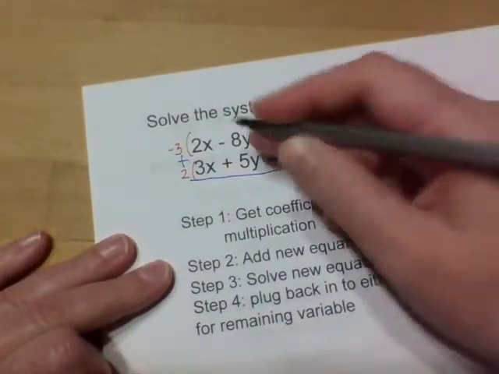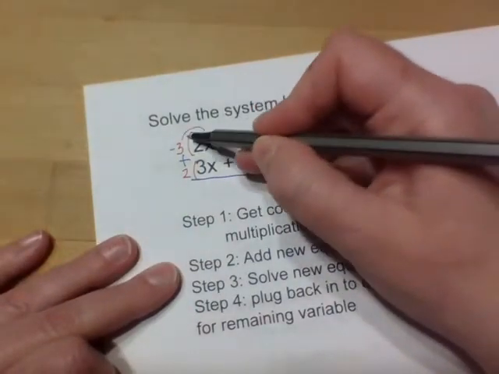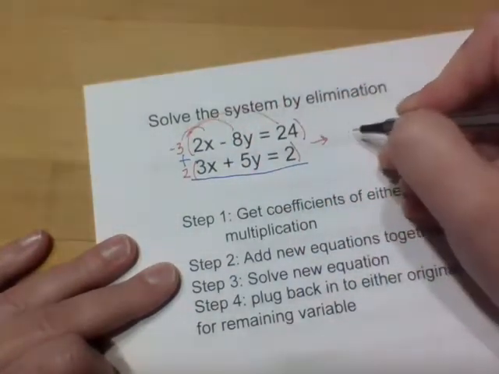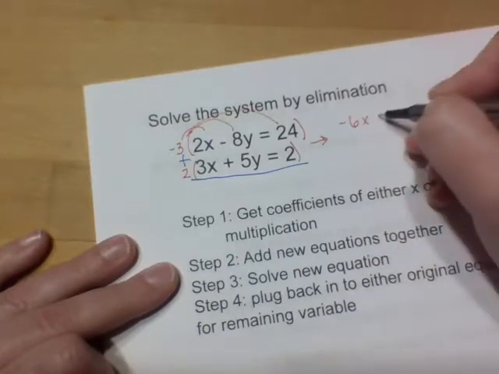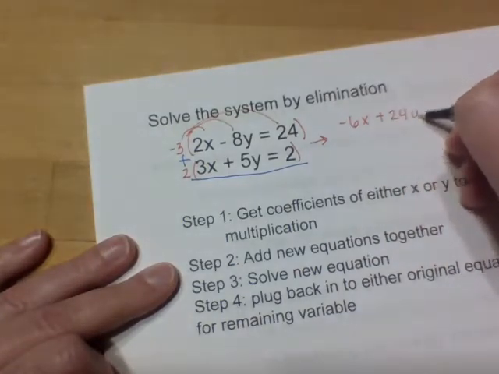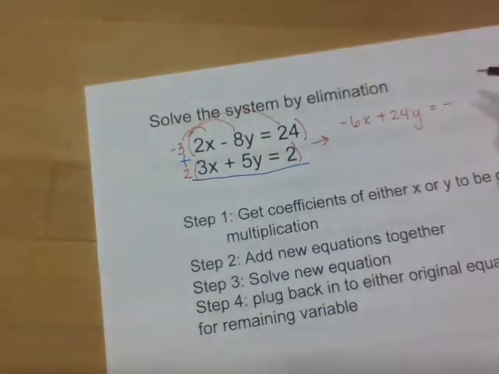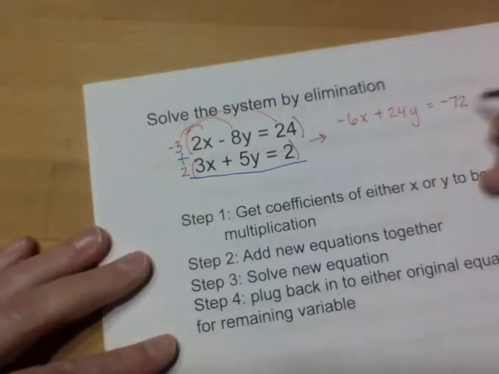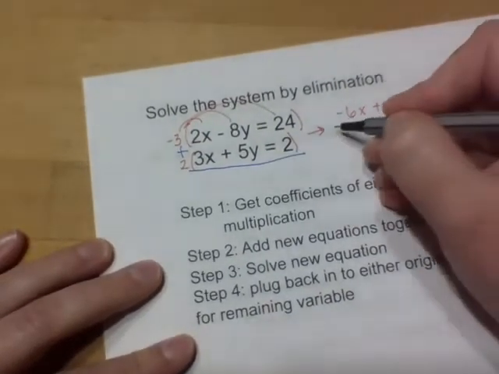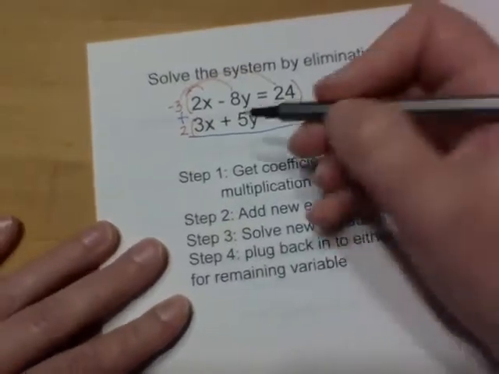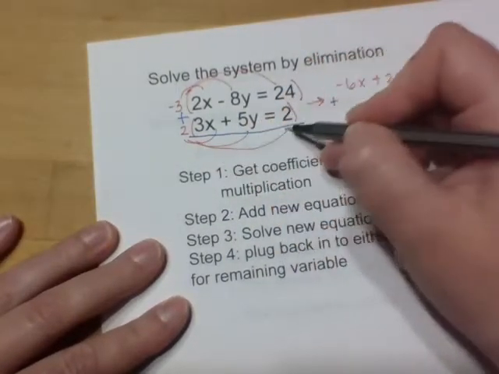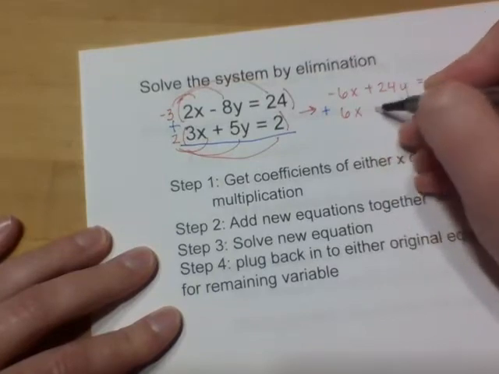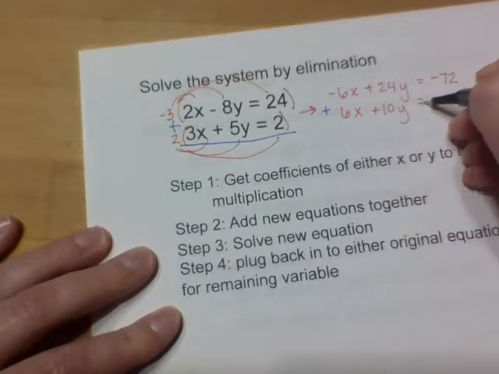So I'm going to add these two equations, but before I do that, I'm going to distribute the -3. And so I'll have -6x plus 24y equal to -24 times 3, which is 72. All right, and I'm going to add that to the second equation, which again, I'm distributing a 2 into each of these pieces. So we'll get 6x plus 10y equals 4.